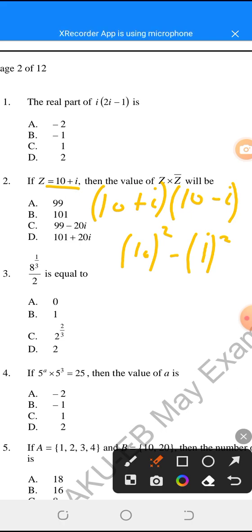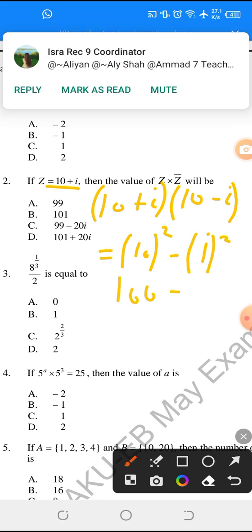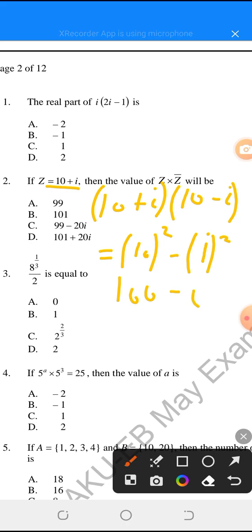According to the formula, a plus b, a minus b equals a square minus b square. So 10 square is 100 minus iota square. Iota square equals -1. So 100 minus, just put the value of iota square, -1. So 100 plus 1 will give you 101, means option B will be the correct option. I hope it making sense.